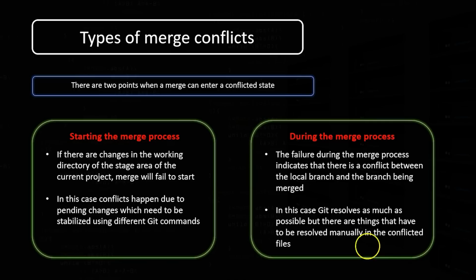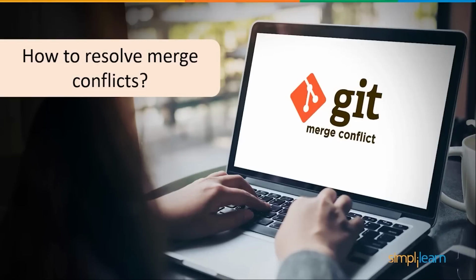But at any moment of time, it's not able to manage. In that case, a particular human interruption is required so that we can resolve these conflicts manually. So these are the two types of situations in which a particular merge can enter a conflicted area. Now, how to resolve these merge conflicts?